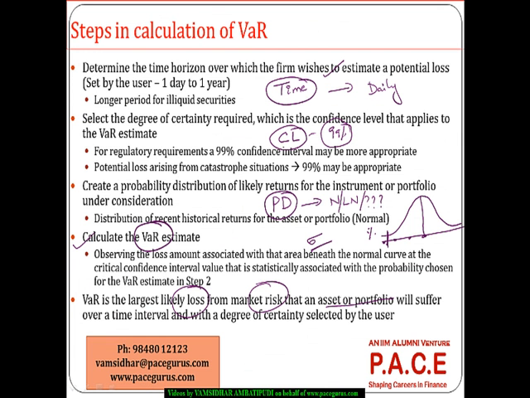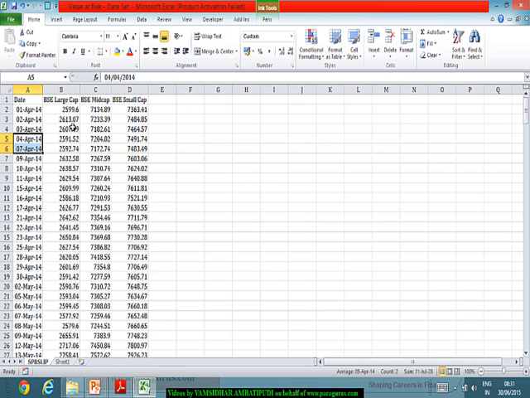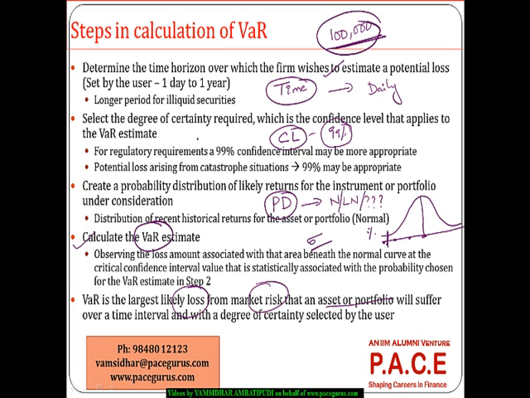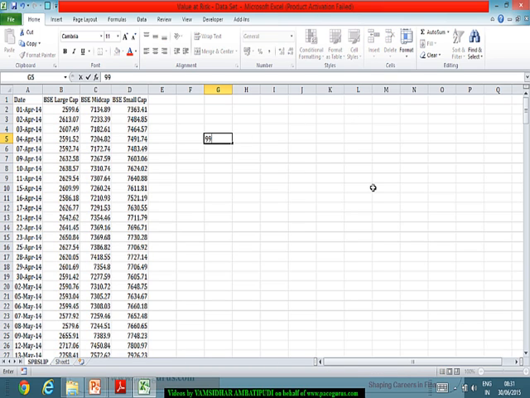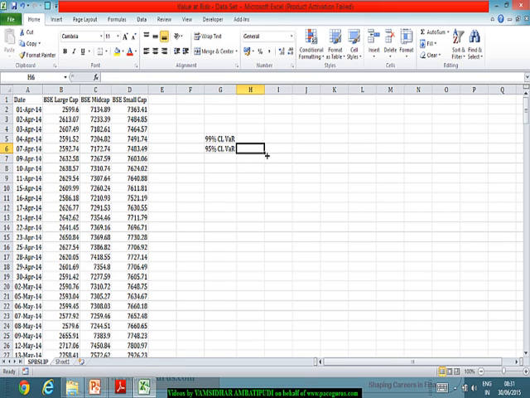So these are all single trading days. This first step is done for me. I want to estimate the potential loss on a 1 day basis. Let's say I want to invest 100,000. I have invested 100,000 on the BSE large cap portfolio. This is my situation. Select the degree of certainty required. I am interested in computing the 99% confidence level value at risk. But if I want 95% as well, I should be able to compute it. And let's say I want it for all three of them: BSE large cap, BSE mid cap, and BSE small cap as well.